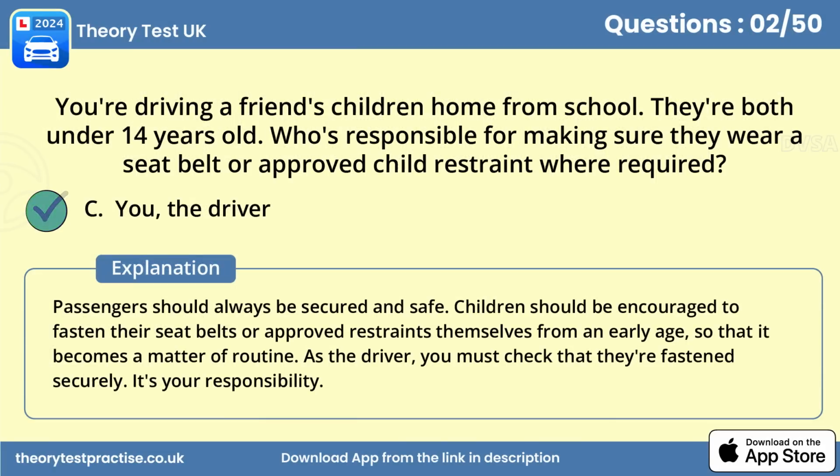Passengers should always be secured and safe. Children should be encouraged to fasten their seatbelts or approved restraints themselves from an early age, so that it becomes a matter of routine. As the driver, you must check that they're fastened securely. It's your responsibility.